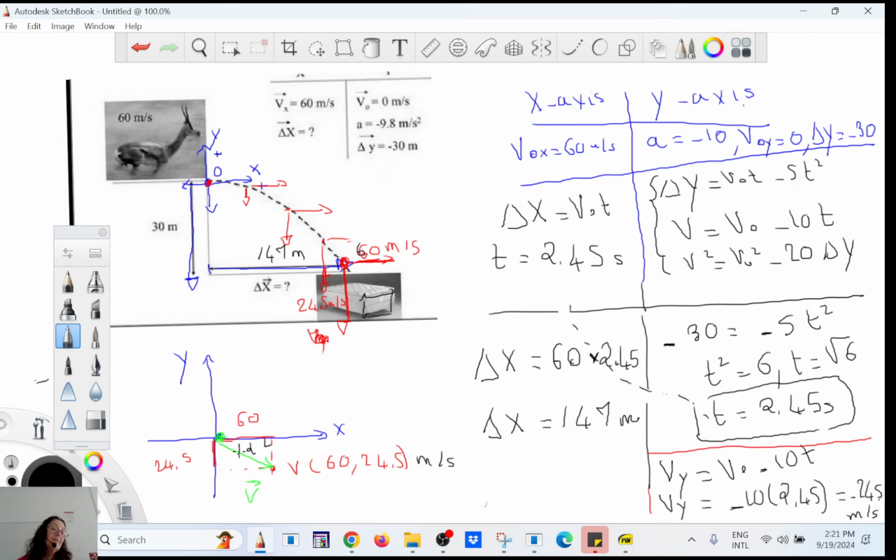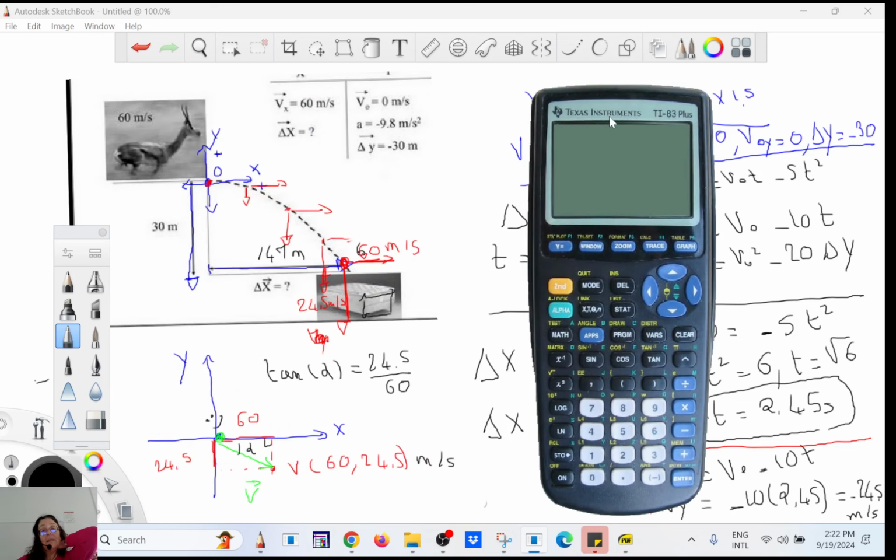And you can also find the direction here. So it's a right angle triangle. And what can we use to find the angle in a triangle? The sine or the cosine or the tangent, right? So in that case, tan alpha equals opposite over adjacent, 24.5 over 60. So you can find this angle here. That's why I told you to review trig. So I hope you did. But I will get back to that.